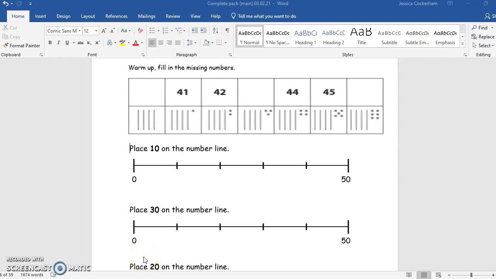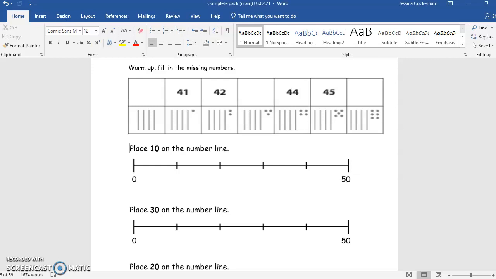Hi Year 2, this is our maths lesson 6 and it is following on from our number line work. So you might need your number line today to help you, up to 50, 100. The number lines that I've got for you today also go up to 100. We'll go through it in a minute. Let's just have a look.